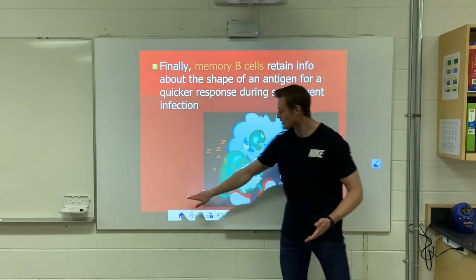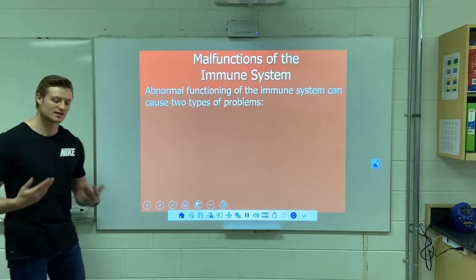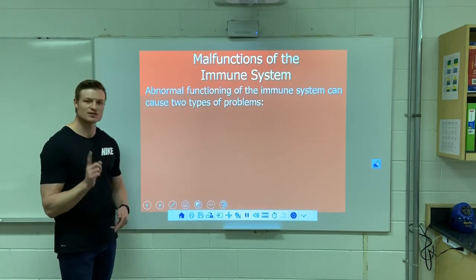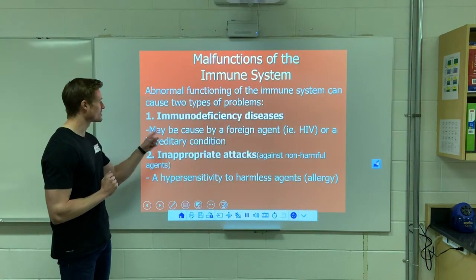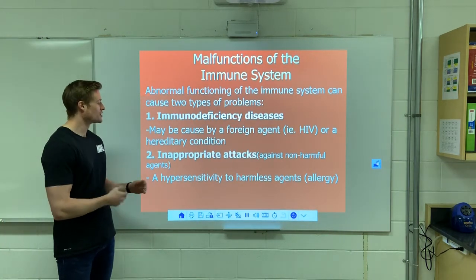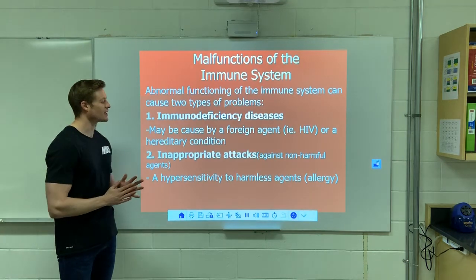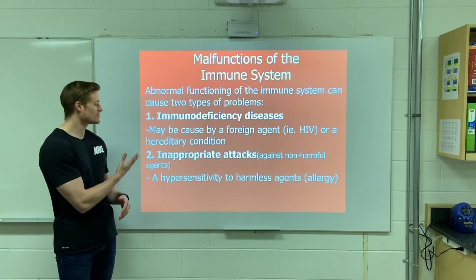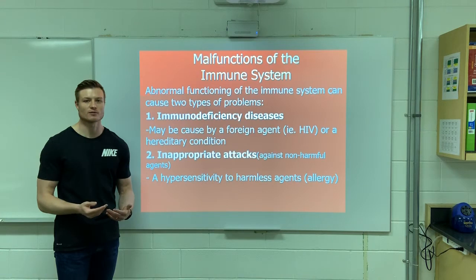To end here, I just quickly want to talk about what happens when your immune system makes mistakes, because everybody makes mistakes and your immune system is no different. So what happens if your immune system makes a mistake? Well, there's two mistakes an immune system can make. There's immunodeficiency disease, where you essentially have a foreign agent, maybe HIV, coming in and destroying your immune system. So your immune system will come along and it won't be able to fight properly because it's been compromised.